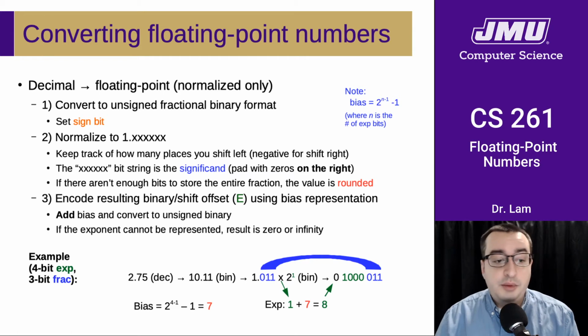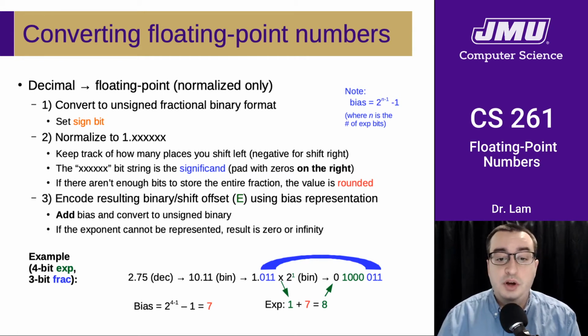For regular normal numbers, you will want to, first of all, take the decimal number that you're trying to convert and convert it to binary. So you'll have a binary fractional number, and you can go ahead and set the sign bit at this point because, of course, you know whether it's a positive or negative number. Then you need to normalize that number, so you'll need to slide or shift the binary point to the left or the right, and you need to keep track of how many places you shift left. If you shift right, then it'll be a negative number.